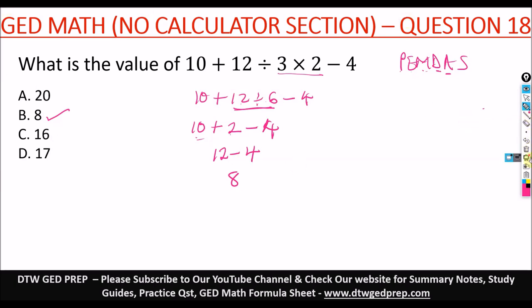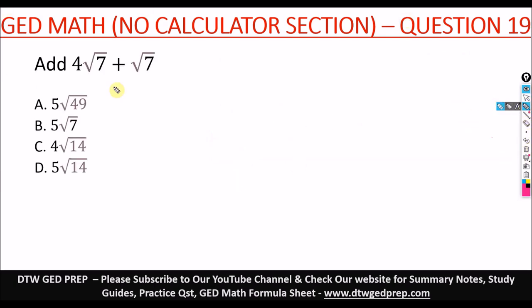So here we have question 19. It says add this, okay? So you can see this is rational numbers. When you have something like this, there's an invisible one in front of this. When you are adding, you can only add these two because they have the same irrational square root. This is square root 7, this is square root 7. That's when you can add their coefficients, the numbers in front of them.